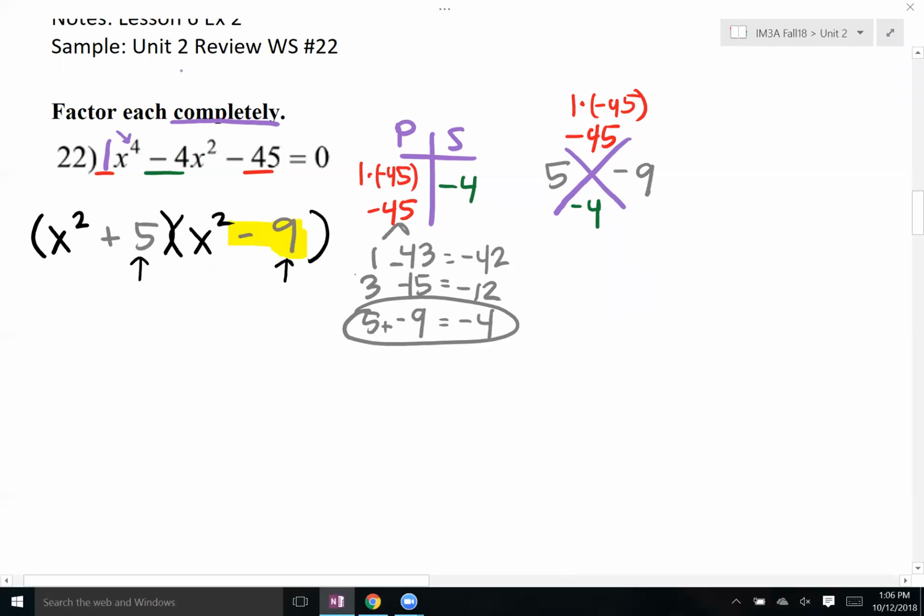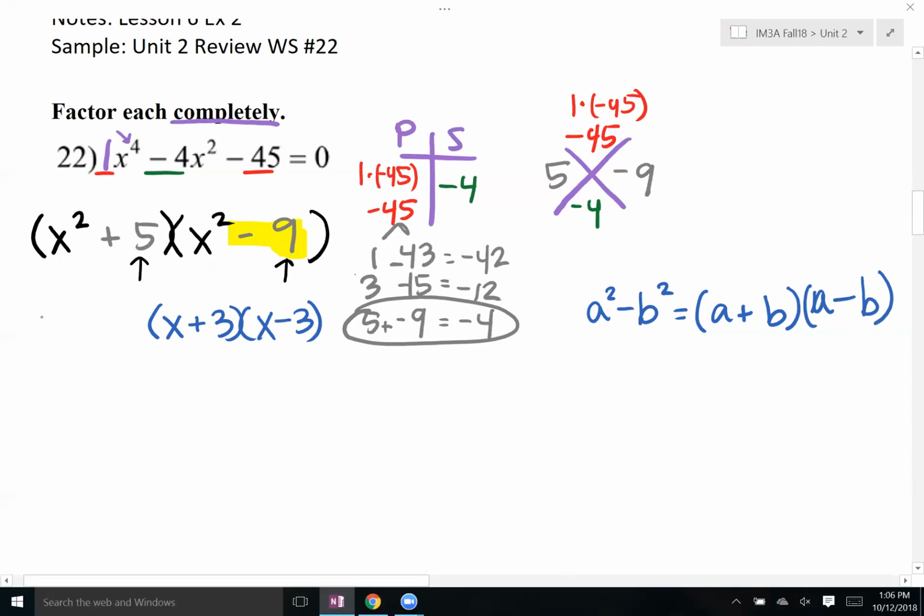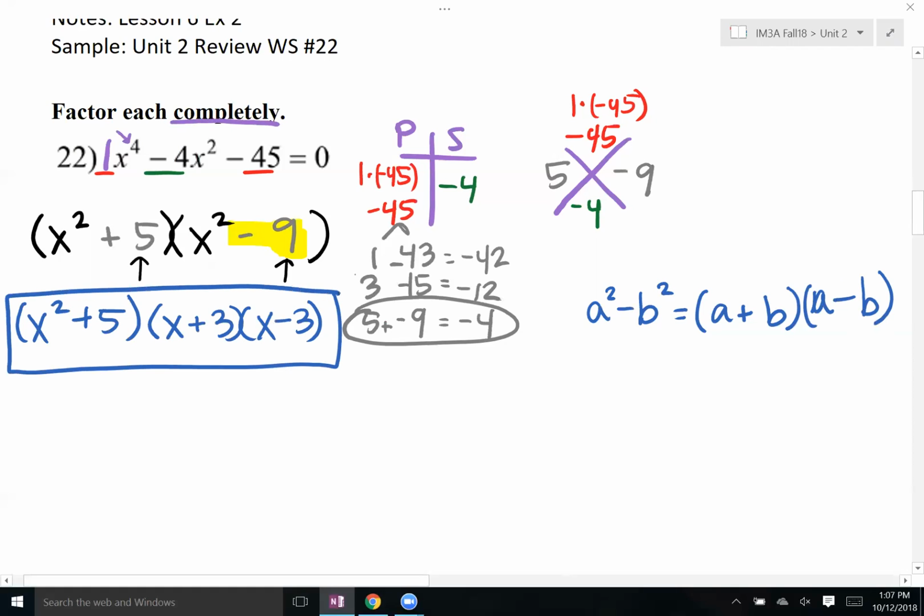Remember the pattern for difference of squares: if I have a perfect square minus another perfect square, I take the square roots of them, and I add those two numbers, then I subtract those two numbers. So if I have x squared minus 9, that means my factors are x plus 3 and x minus 3. The complete factorization of this is x squared plus 5 times x plus 3 times x minus 3.